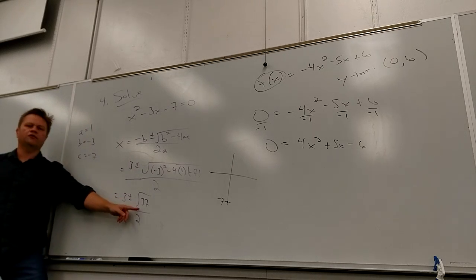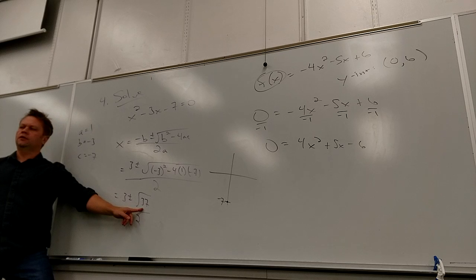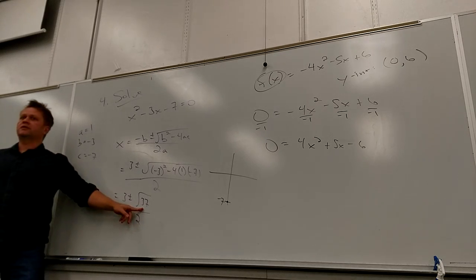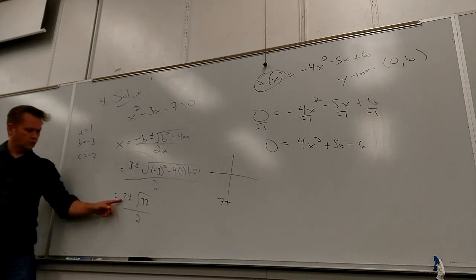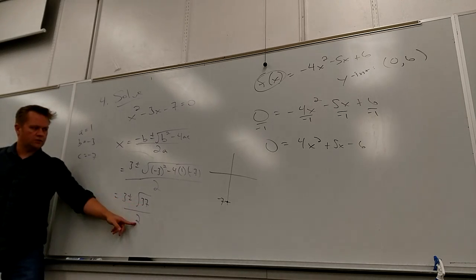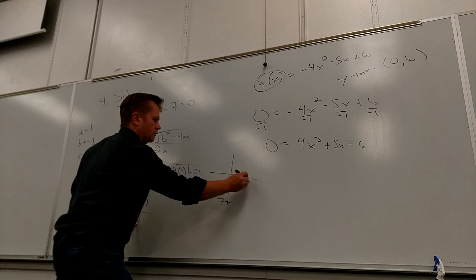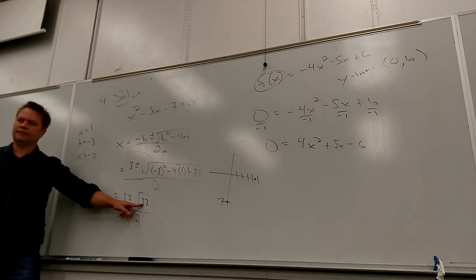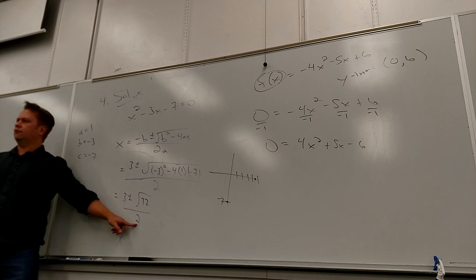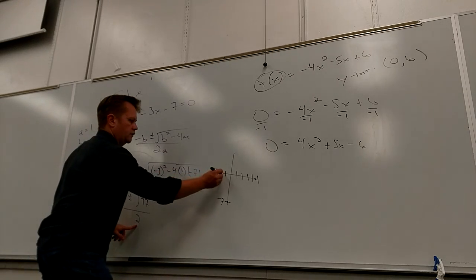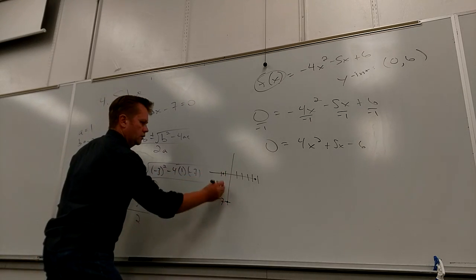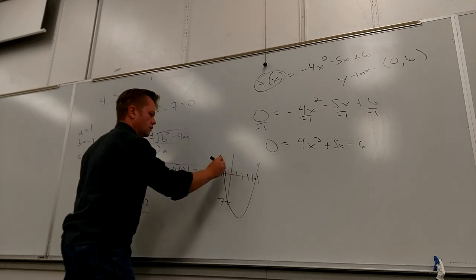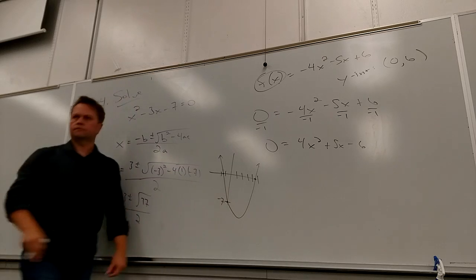Now just get a feel for this. Isn't the square root of 37 just a little bit more than the square root of 36? And the square root of 36 is 6. So 3 plus 6 is 9, divided by 2. It hits the x-axis at about 4.5. And 3 minus 6 is -3 over 2, -1.5. It also hits at -1.5. So the vertex must be in the middle somewhere. It goes down and then back up.